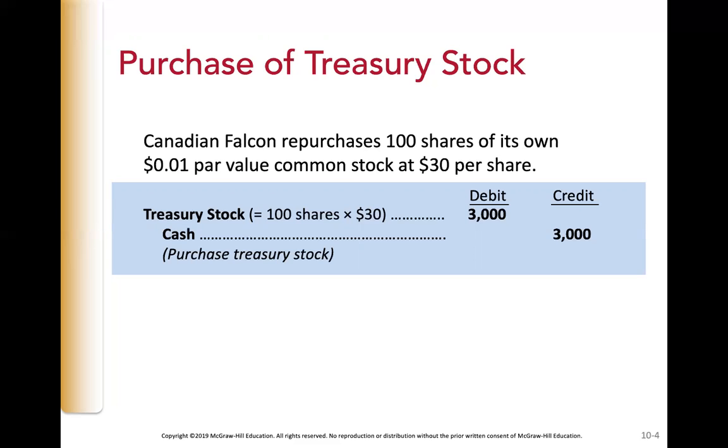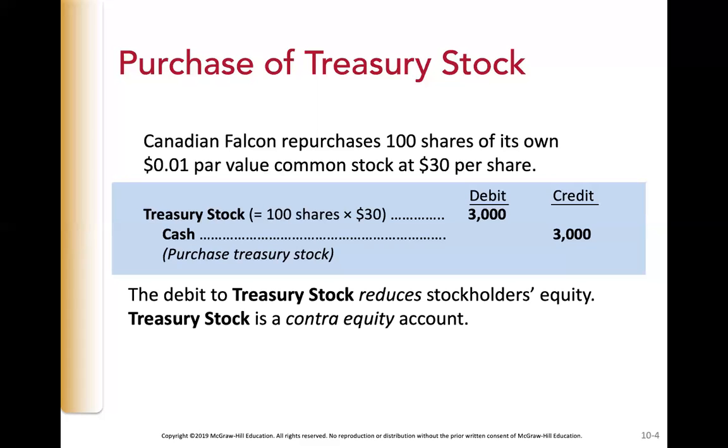The other side of that is to credit cash, the amount we actually paid for those shares. Notice, the stock's par value has no effect on the entry to record the purchase of treasury stock. So we debit treasury stock to reduce stockholders' equity. Treasury stock is a contra equity account.